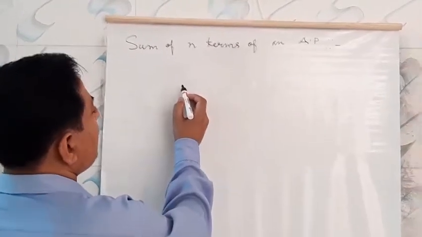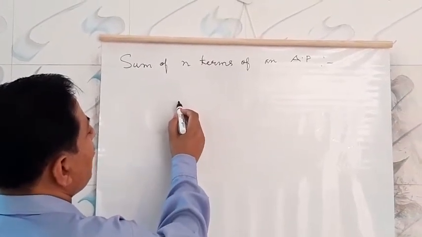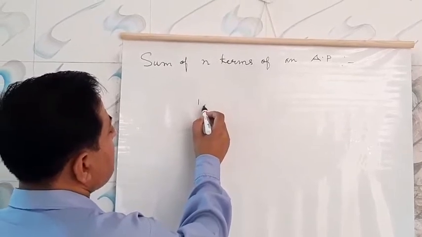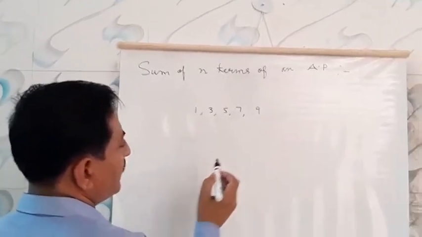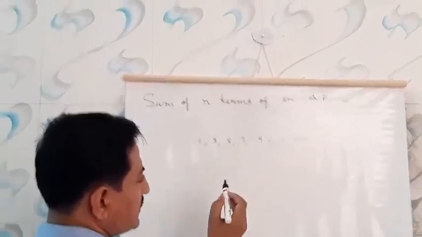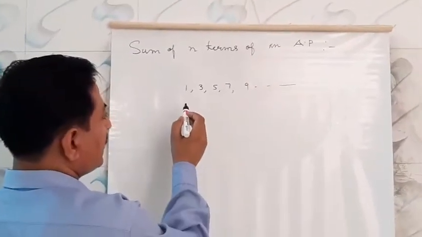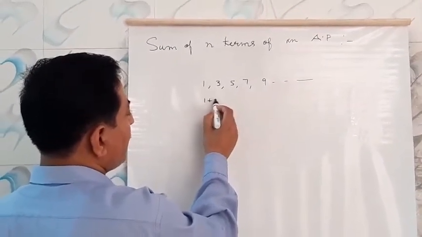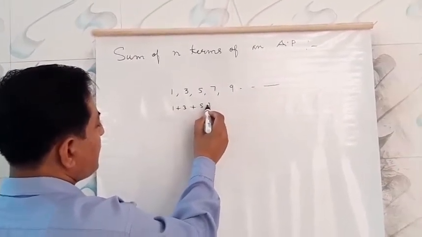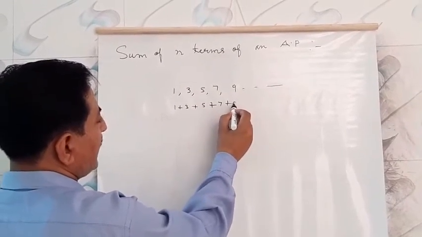It is asking that you have to find the addition of these terms, meaning 1, 3, 5, 7, 9. In that way, any series is going on, and we have to find the addition of this. So that means we have to find 1 plus 3 plus 5 plus 7 plus 9.